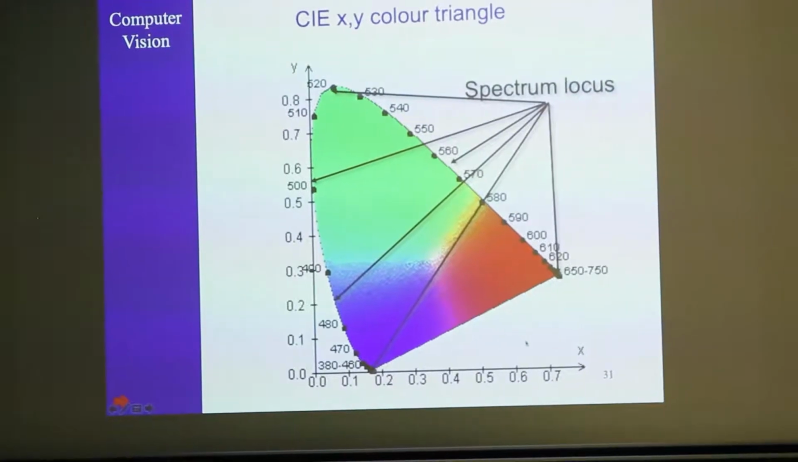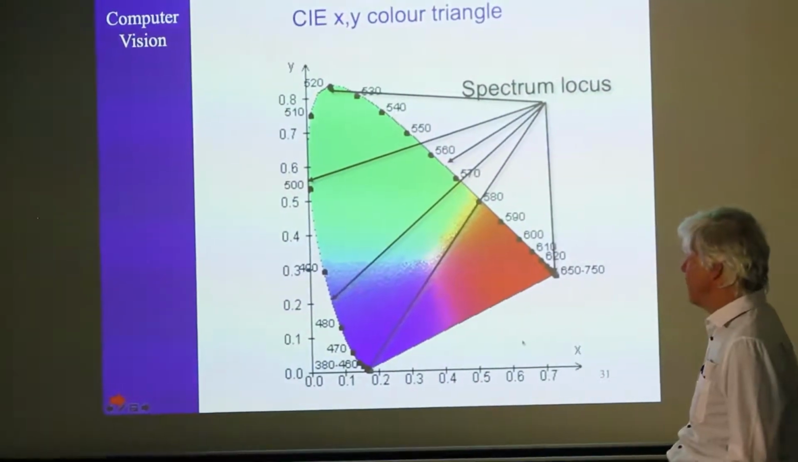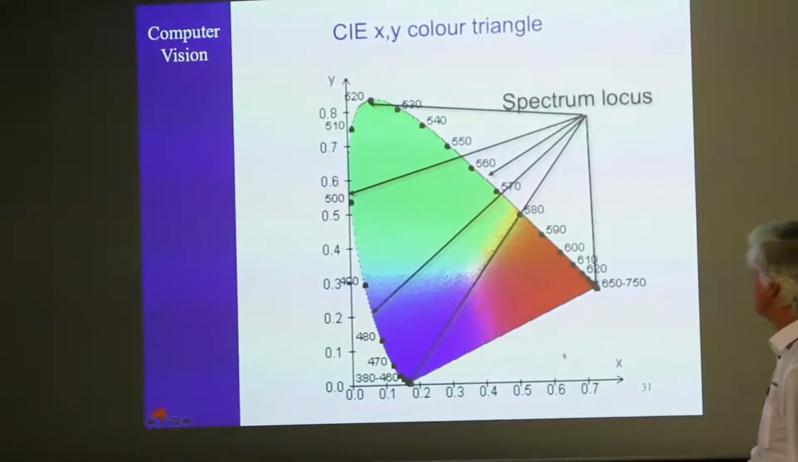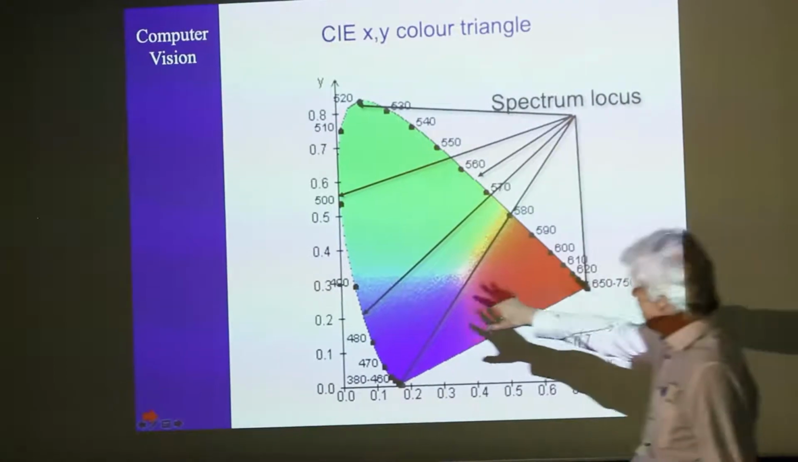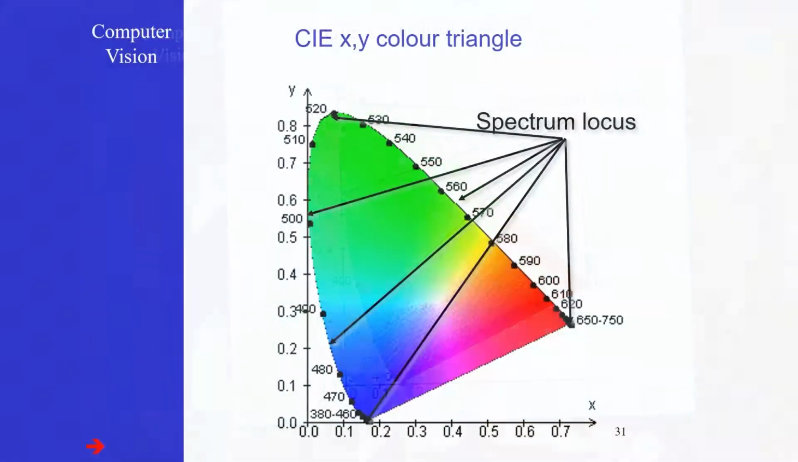We mentioned spectrum locuses before, where all these monochromatic light sources are placed that we can see but hardly generate or hardly mimic with our primaries. Certainly not in this area here. But they are fortunately very rare in nature, so we don't lose quite that much.